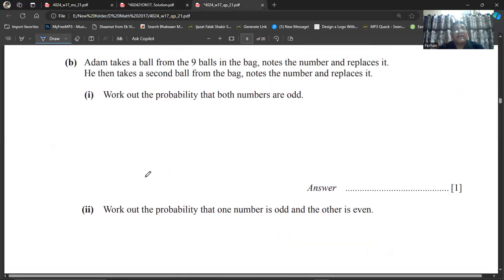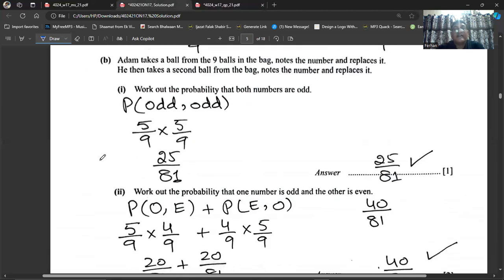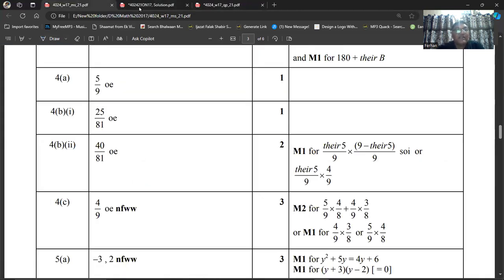Question number 4 and its B part, he says Adam takes a ball from the 9 balls in the bag, notes the number and replaces it, puts it back. He then takes a second ball from the bag, notes the number and replaces it. Work out the probability that both the numbers are odd. So they are asking us to find the probability of odd, comma, odd. Because he put the ball back, the total number of balls will not change. So getting an odd ball will be 5 by 9, and getting again an odd ball will again be 5 by 9. So 5 by 9 multiplied by 5 by 9 is 25 by 81. 25 by 81 is the right answer, sir.